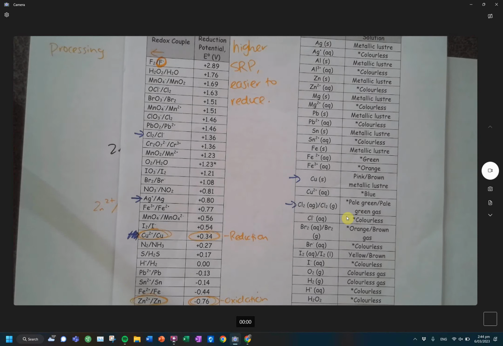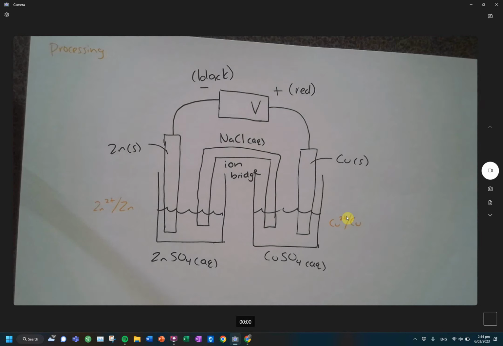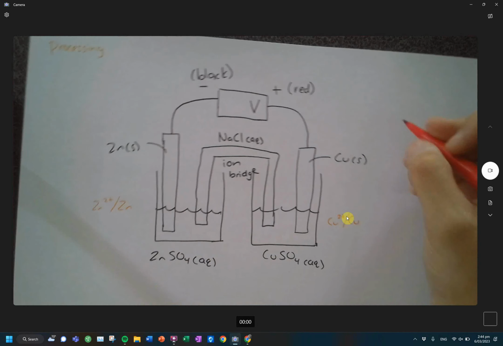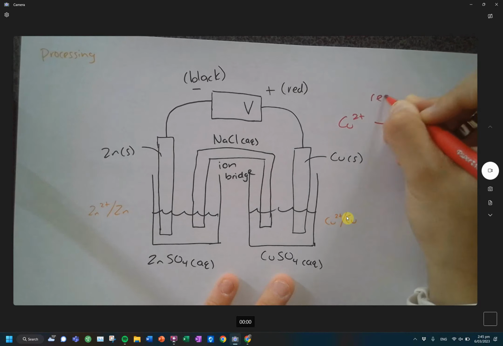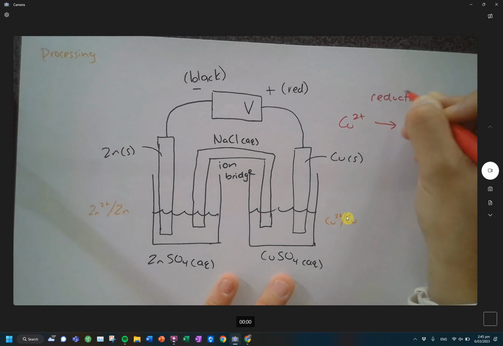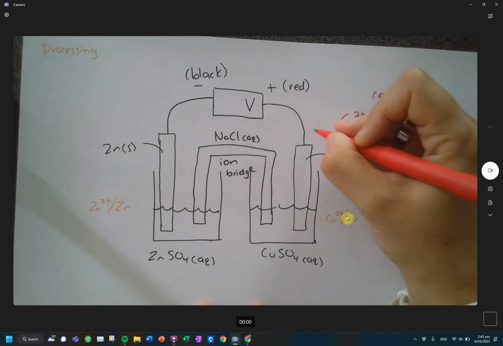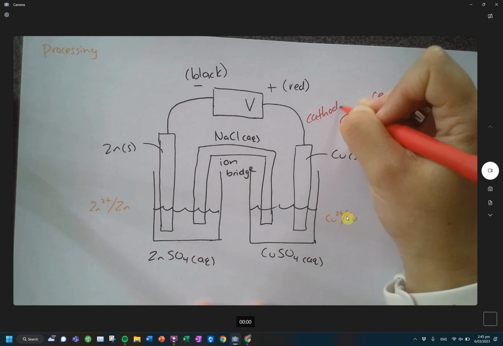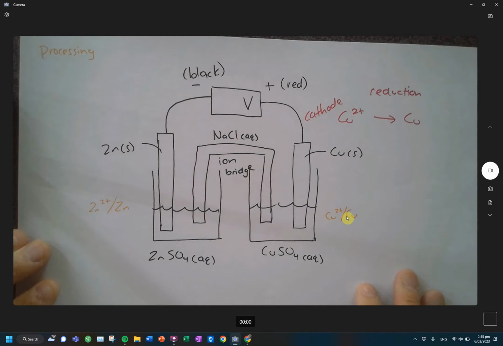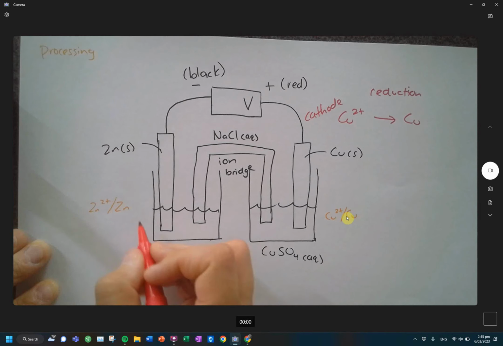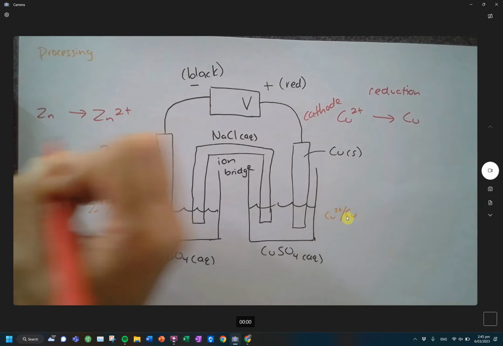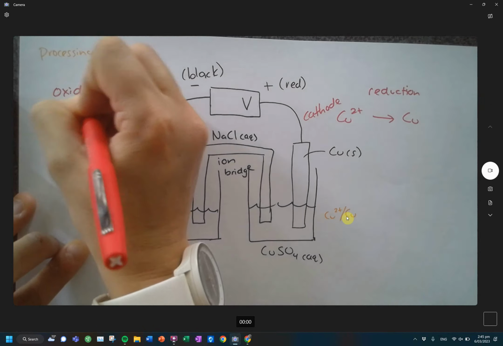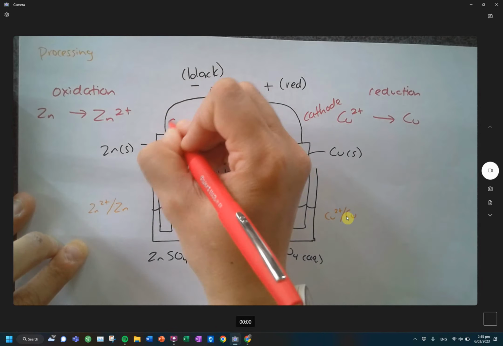So the first thing I need to do for the Achieved is identify which species is being oxidized and which is being reduced. In this case, my copper 2 ion is going to be reduced to copper. Reduction still happens at the cathode. And then when it comes to my oxidation reaction, I have the reverse. I have the zinc metal becoming the zinc ion. And that's my anode.